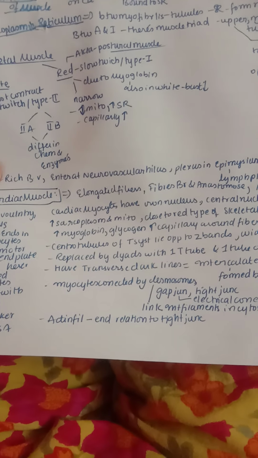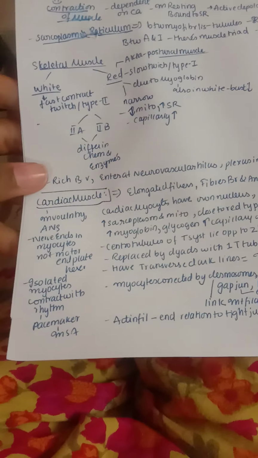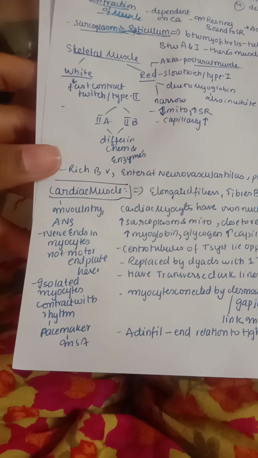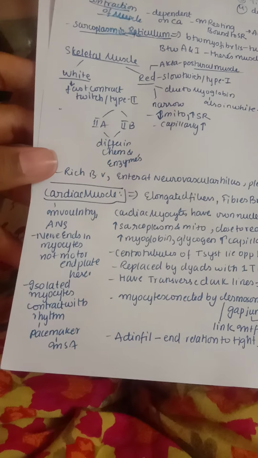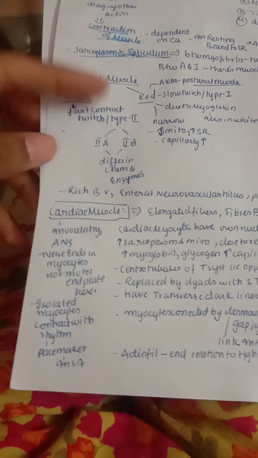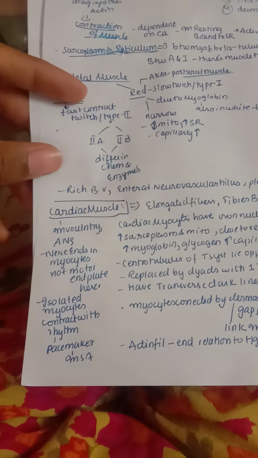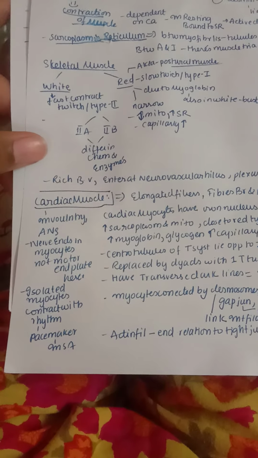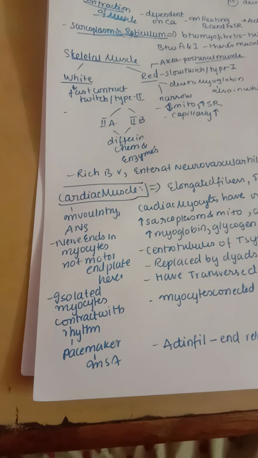So the actin filaments end in relation to the tight junction. The cardiac muscles are mainly involuntary, their supply is by the autonomic nervous system, and the nerve ends mainly in the myocytes, but not in a motor end plate as we saw in skeletal muscle. These are isolated myocytes that contract with a rhythm, and it is a pacemaker, which is present in our SA node.